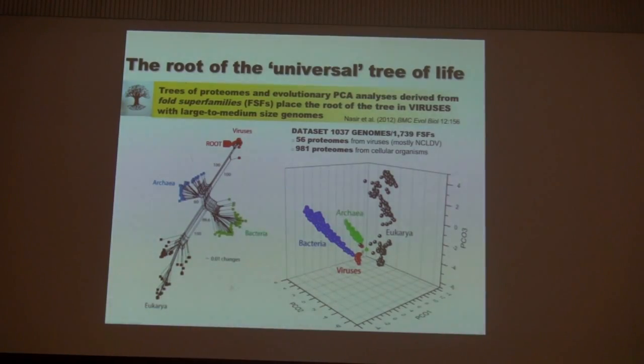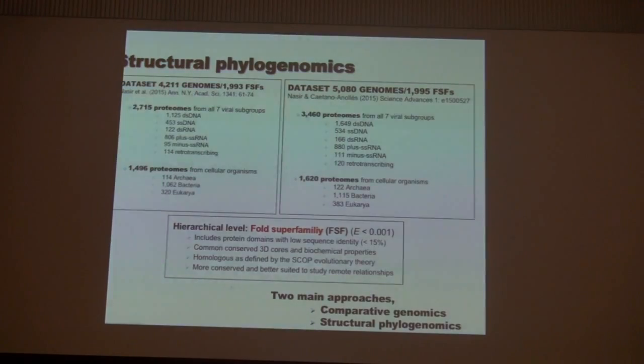So it was very interesting for us. We said, well, perhaps we are onto something. Can we really go deep into viral analysis? So we've done 2 extended data sets. One contains 4,211 genomes, and then the very recent one that was published in Science Advances has 5,080 genomes. We've sampled a whole bunch of biodiversity that was available at the time of sampling, 3,460 proteomes in the second set. That's the one I'm going to be talking about today.